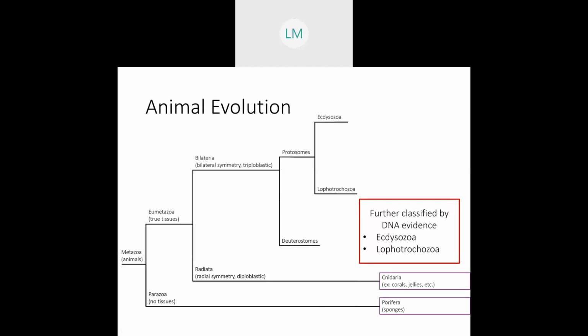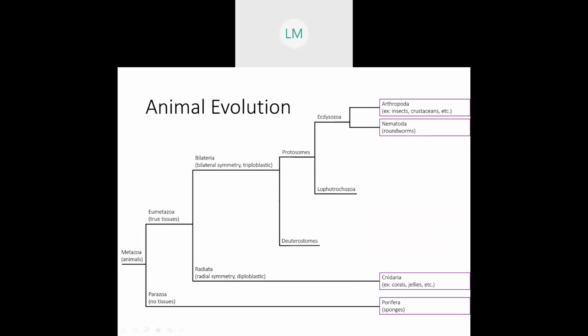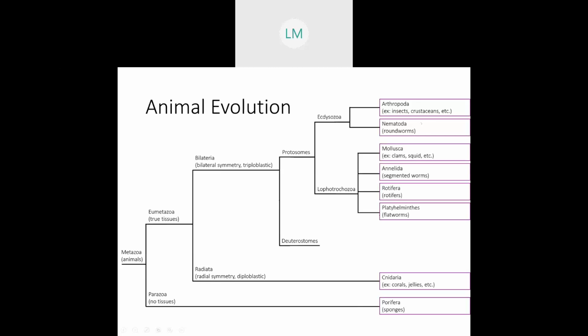But those are Ecdysozoa and Lophotrochozoa. Those are our two splits that we have within our protostomes. The two phyla we're going to be talking about within our Ecdysozoan group are arthropods and nematodes. Within our Lophotrochozoa group, we've got a couple phyla. Today we're going to talk about mollusks, annelids, and these flatworms down here.